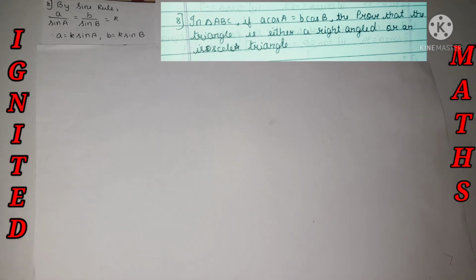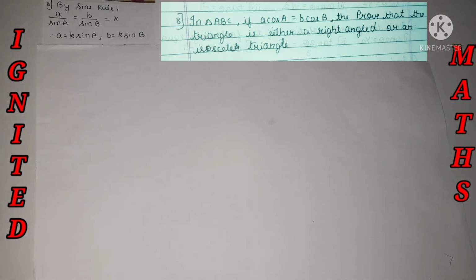Over here, the question: in triangle ABC, a cos A is equal to b cos B. The question itself says it's equal. Then we need to prove that the triangle is either a right angle or an isosceles triangle. The right angle triangle is nothing but a triangle where one of the angles is 90 degrees. A triangle has three angles in total. If one of the angles is 90 degrees, then it's called a right angle triangle.